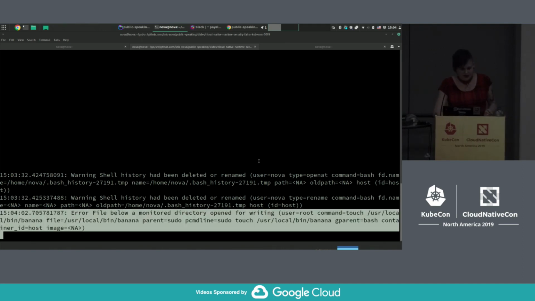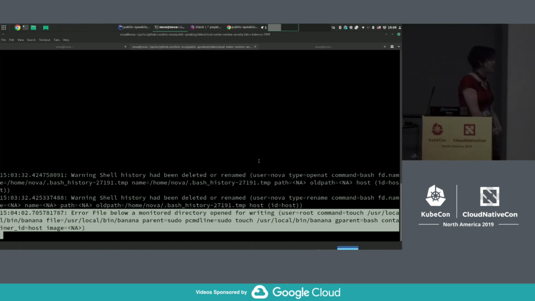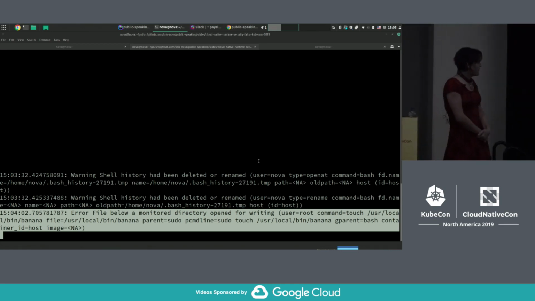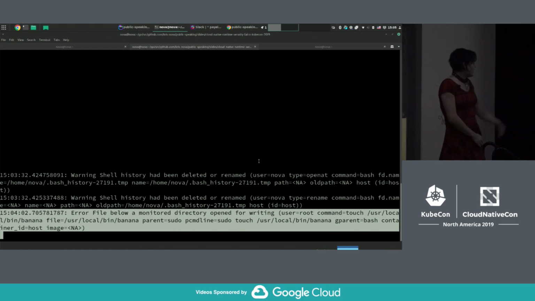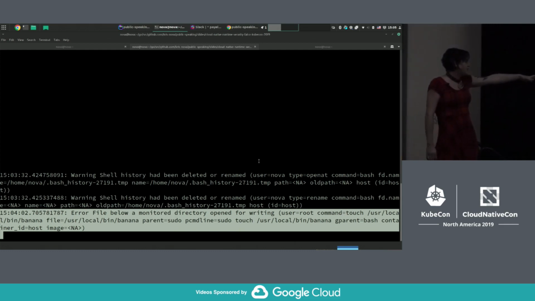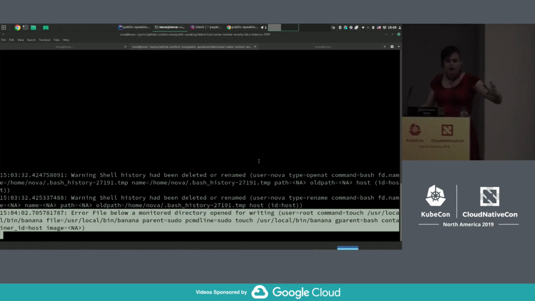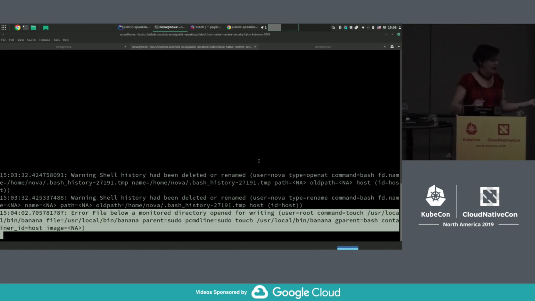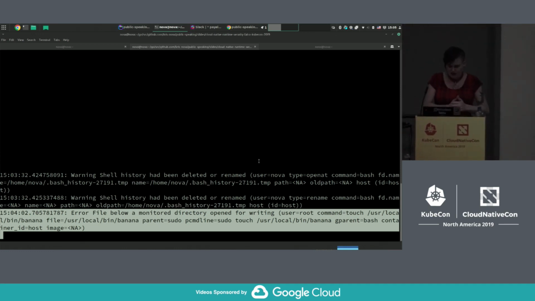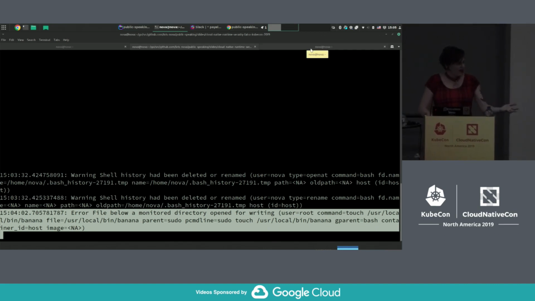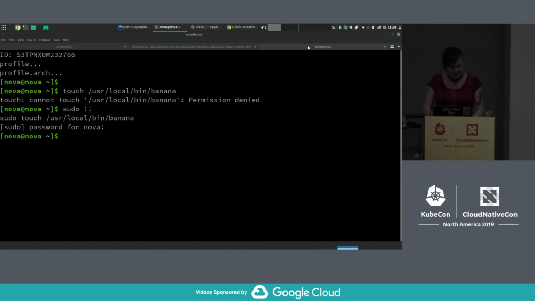But if you look at this error, we got an error this time. It says file below a monitored directory open for writing. And then you can see we're actually able to get meaningful information out of the kernel. The user, for instance, the command that I ran, it's /usr/local/bin/banana. And you can see that we're actually able to start painting a picture here and taking action. And remind yourself that this is going to standard out in this example, but you could plumb this up to whatever software you wanted. So let's replicate the banana experiment again.